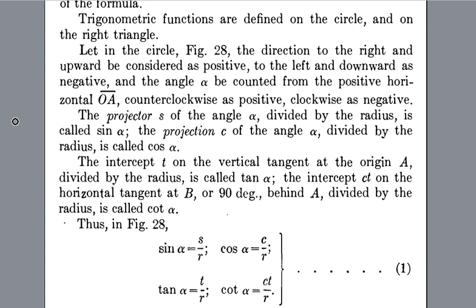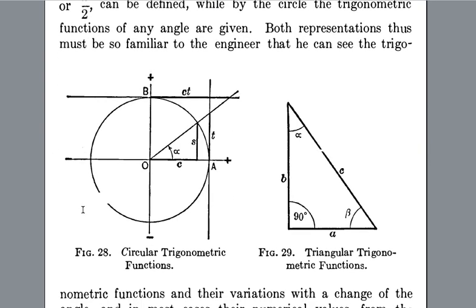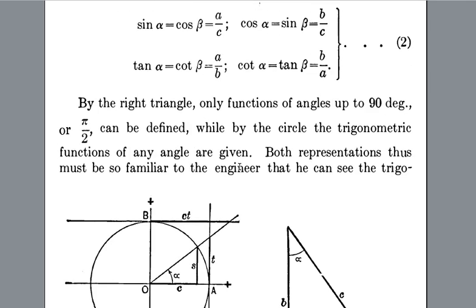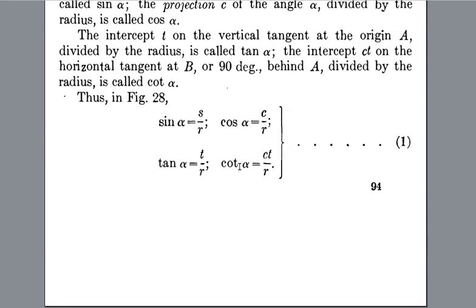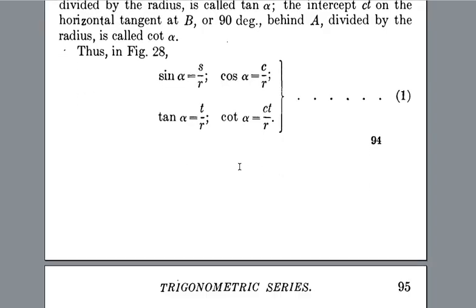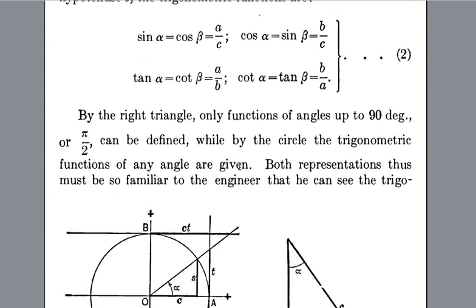The projection S of the angle alpha divided by the radius is called the sine of alpha. The projection C of the angle alpha divided by the radius is called the cosine of alpha. The intercept T on the vertical tangent at the origin, labeled A, divided by the radius, is called the tangent of alpha. The intercept CT on the horizontal tangent at 90 degrees behind A, divided by the radius, is called the cotangent of alpha. Thus, in Figure 28, the sine of alpha equals S divided by R.